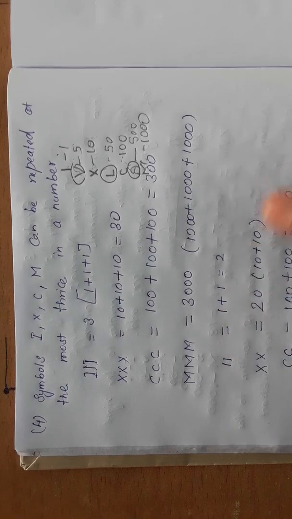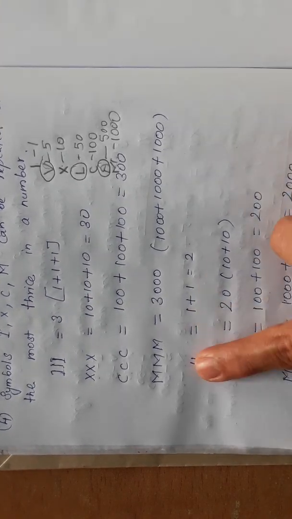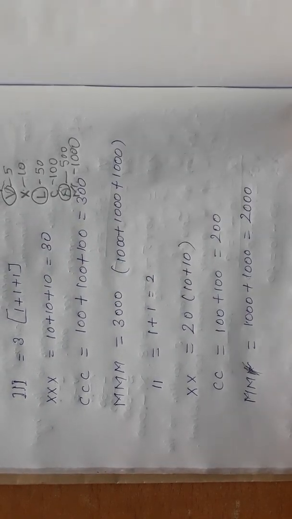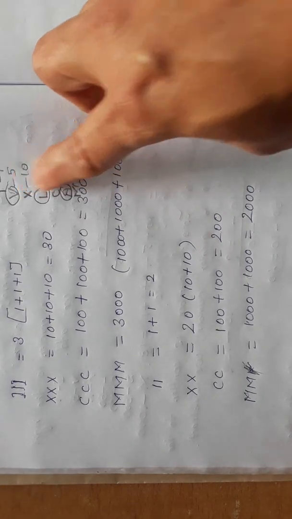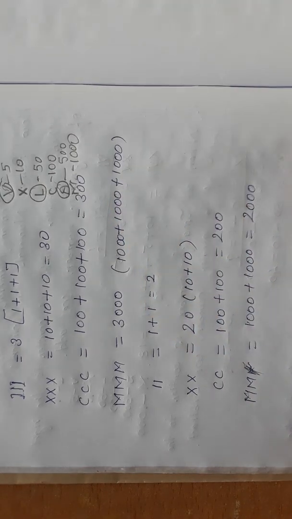If we write it 2 times, what will be the value of that? See, I: 1 plus 1 is 2. X: 20. C: 200. Okay, 2 times M will give 2000, 1000 plus 1000. So this is the 4th rule. Understood? These letters can repeat only thrice. And V, L, D will not repeat. Understood?